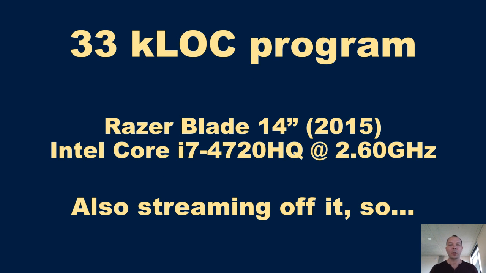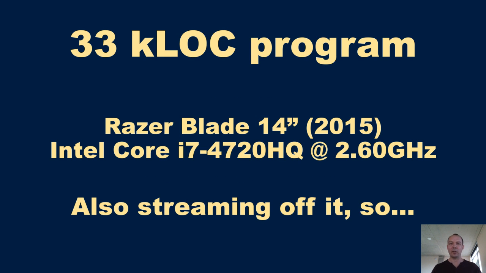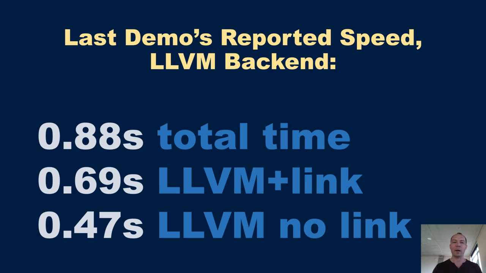All right, so last time in the performance demo, I was talking about compiling this demo program. It was 33,000 lines of code, and it was on this particular Razor Blade computer and all that, right? So we went into great detail last time. It was just a recap. But I was reporting how fast the LLVM backend was versus the x64 backend that I had programmed that was made to go as quickly as possible just by emitting x64 instructions with absolutely no optimization, right? And these are the numbers that I reported.